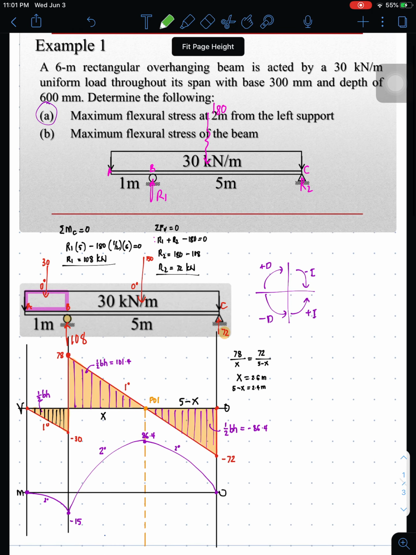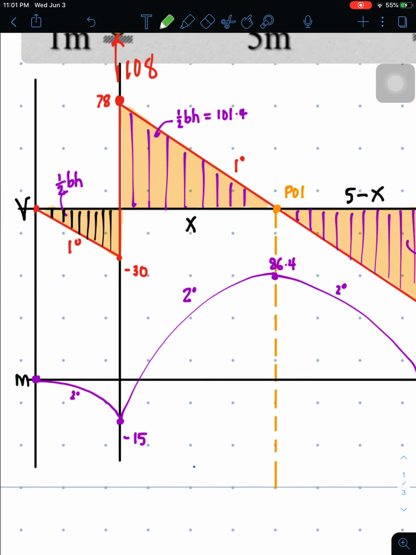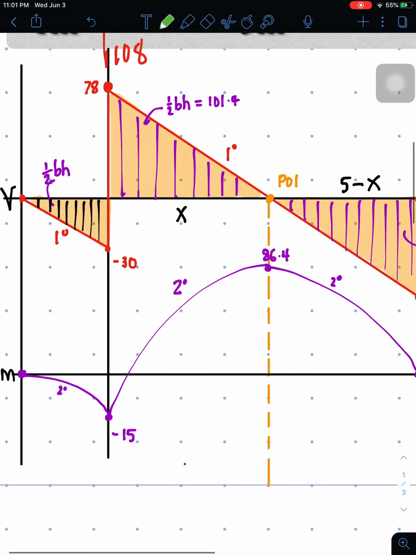So for letter A, let's solve and determine the maximum flexural stress at 2 meters from the left support. There are actually two ways in solving, in getting the moment at 2 meters from the left support. One is by graphical. If we look here, this is the location of the left support. And if we draw a line toward the right side, 2 meters, we can see the location of the moment we are looking for.